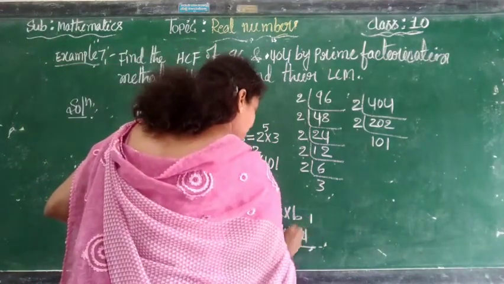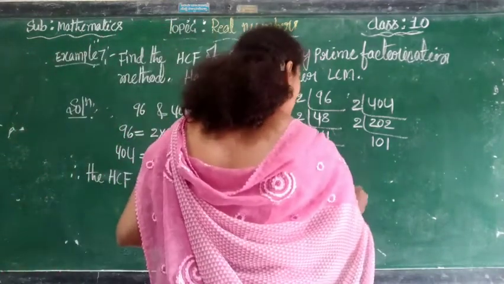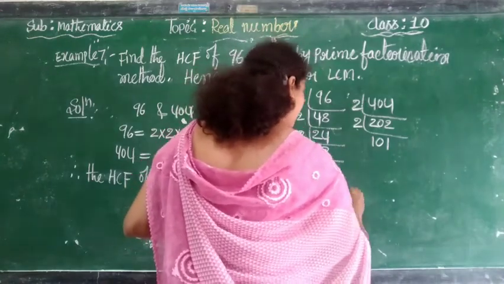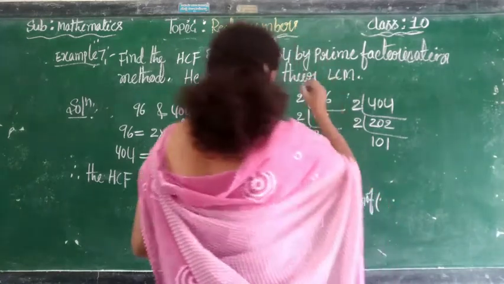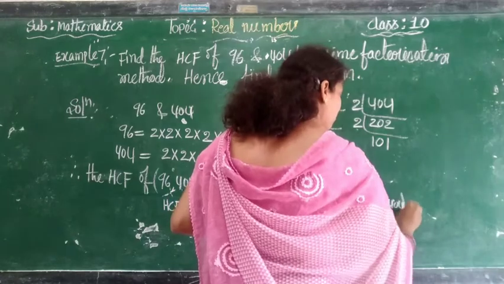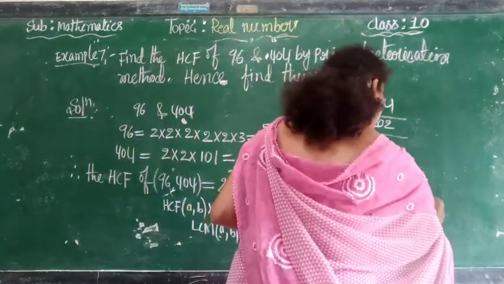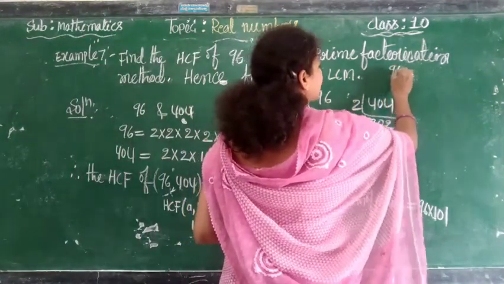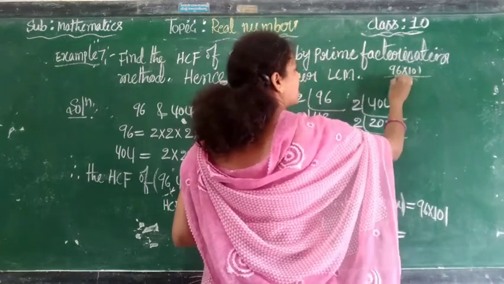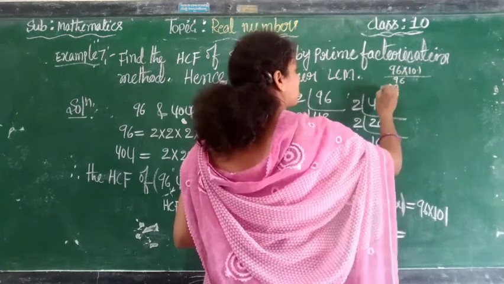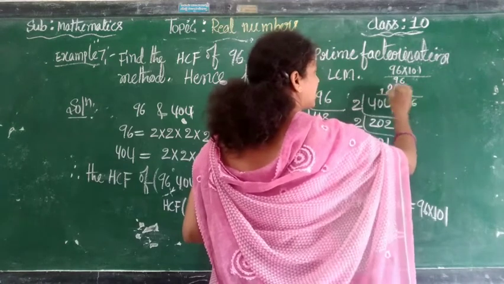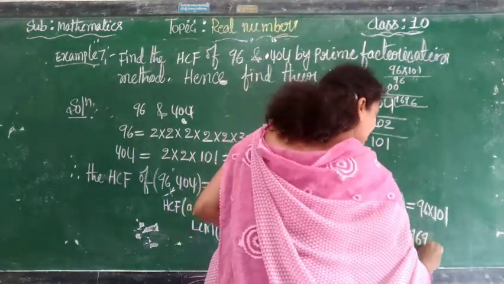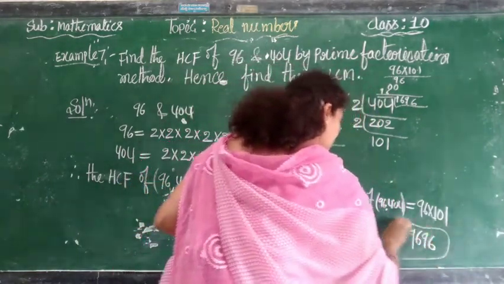So 4 1s are 4, 0. Therefore LCM of a comma b means 96 and 404 is equal to 96 into 101. 96 into 101 means 1 6 are 6, 1 9 are 9, 0, 0, 1 6 are 6, 1 9 are 9, 6, 9, 6, 9. So 9,696 means LCM of 96 and 404.